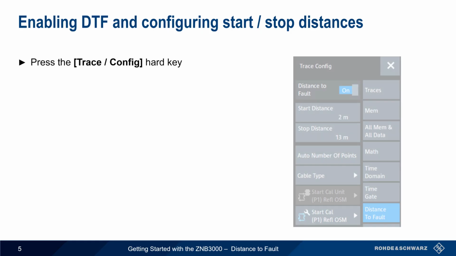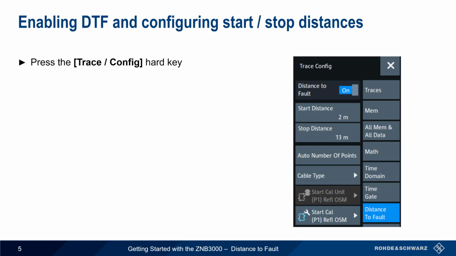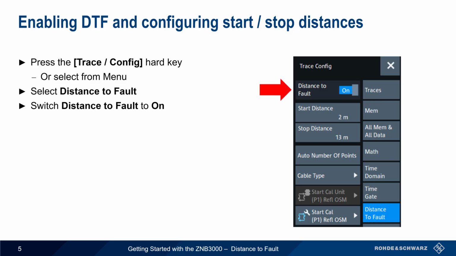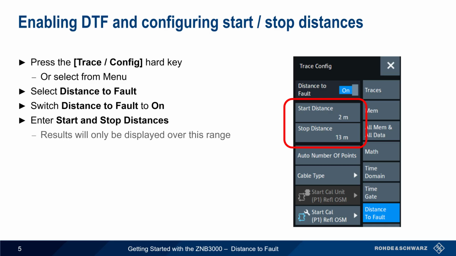DTF measurements are configured by pressing the Trace Config hard key or by selecting this option from the ZNB3000 menus. First select Distance Default, and then switch the distance default measurement to On. Next, the start and stop distances for the measurements must be entered. Note that results will only be displayed for events occurring within this distance range.